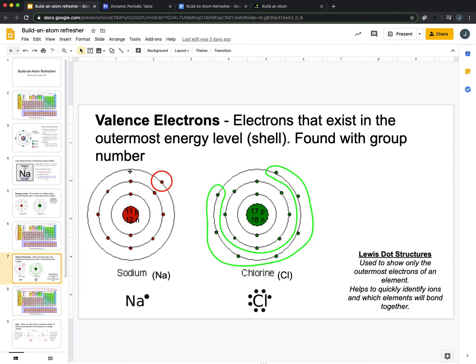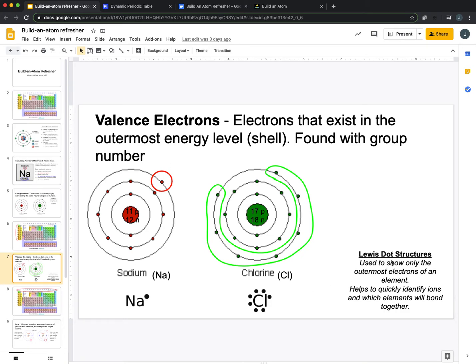And you can see sodium, for instance, only has 1 valence electron. There's 11 electrons total, but there's only 1 in the outermost shell. Chlorine has 17 electrons total, but there's only these 7 in the outermost shell. So we chemists are most concerned with these electrons, the ones that exist in that outermost shell, because they are the ones that allow elements to bond together. So when we talk about hydrogen and oxygen forming water, that interaction of H2O all comes from those outermost electrons.